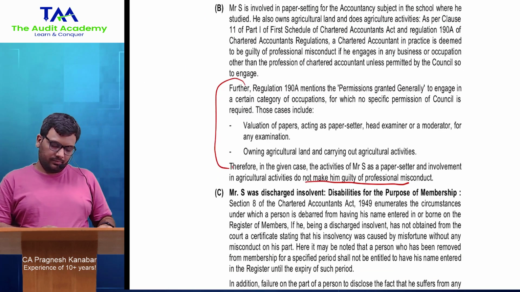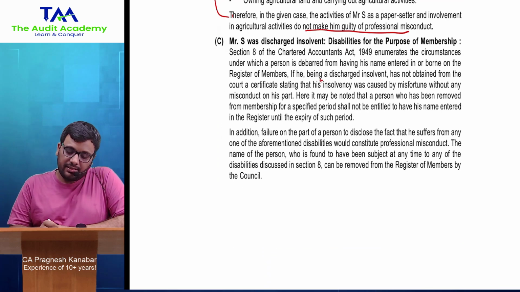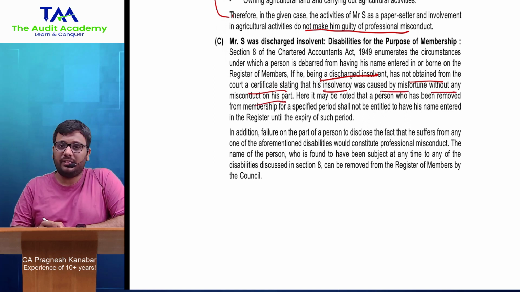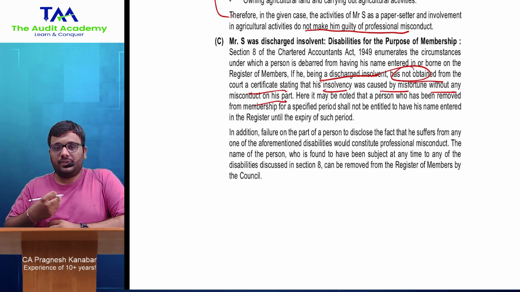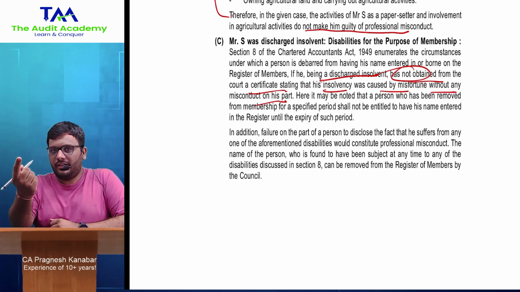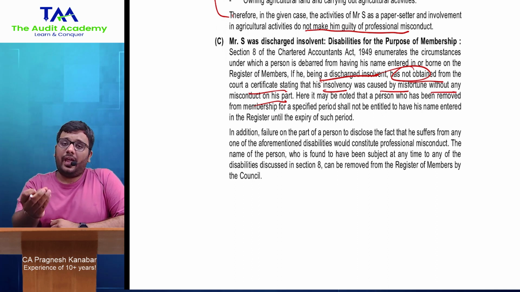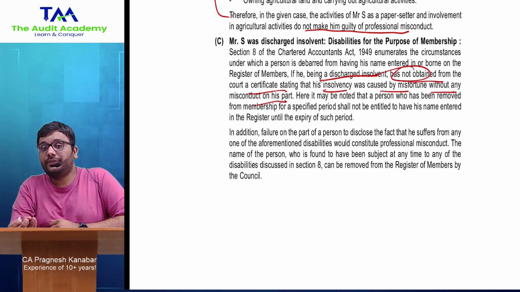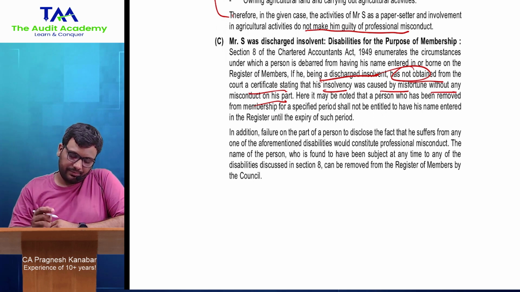So over here, look at this. If he being a discharged insolvent, if you have not obtained from the court a certificate that his insolvency was because of misfortune without any misconduct, if ये certificate जब तक नहीं मिलता, alright, then in that case, वो लोग अपने membership register से नाम बाहर निकाल देते हैं. लेकिन यार यहाँ पे तो और कोई मिसकंडक्ट भी नहीं हुआ है, प्लस ये जो इंसॉल्वेंसी वाला पॉइंट था उसमें भी डिस्चार्ज हो गया है, एंड कोर्ट से सर्टिफिकेट भी आ गया कि इट वाज बिकॉज ऑफ मिसफॉर्च्यून विदाउट एनी मिसकंडक्ट. तो एक्चुअली डिसेबिलिटीज ऑफ मेंबरशिप वाला पॉइंट अट्रैक्ट नहीं होता है.